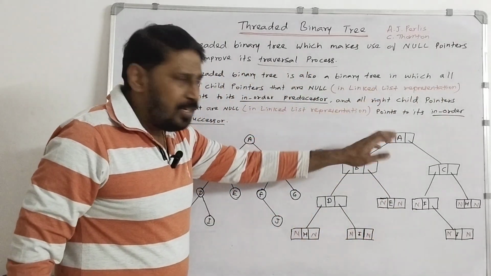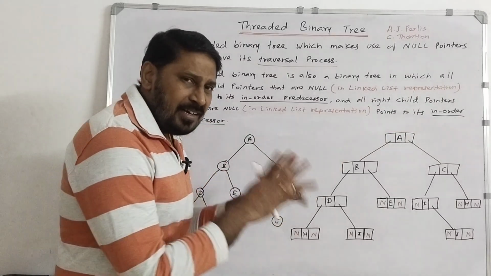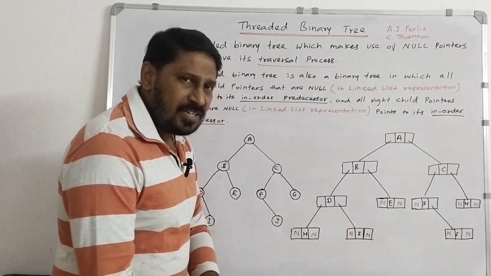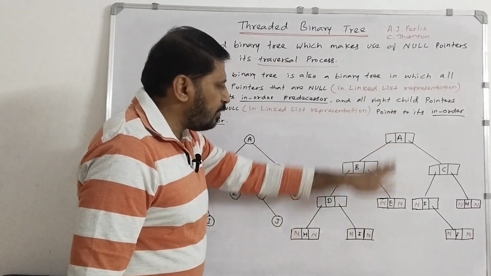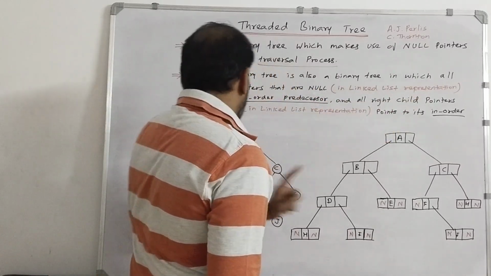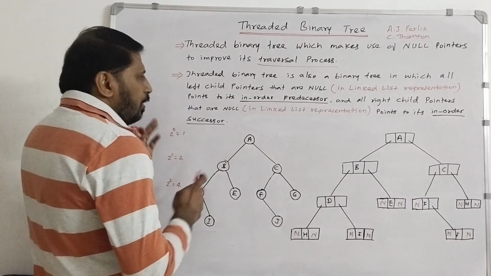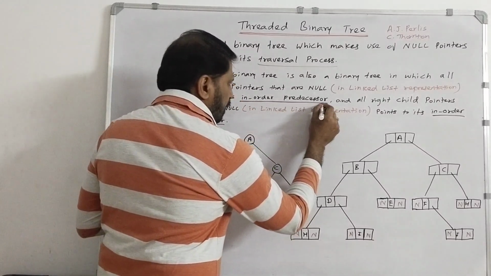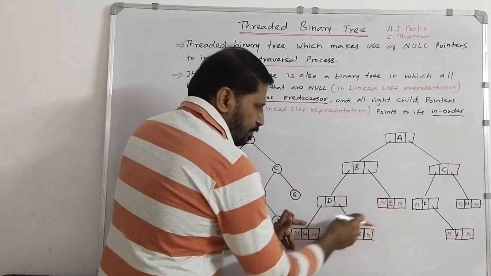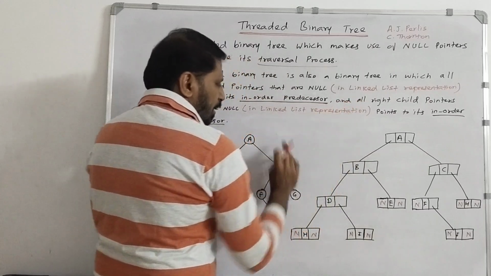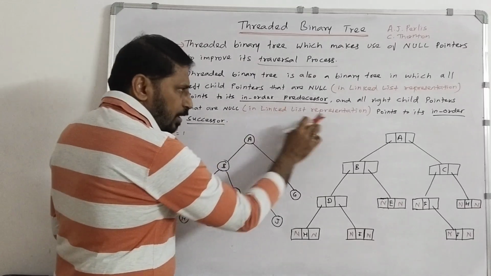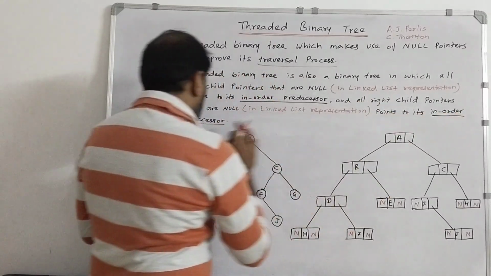Why is it mentioned as a linked list representation? Because only in the linked list representation do we come to know whether the left child and right child are there or not. So left child pointers that are null in the linked list representation point to their in order predecessor. And all right child pointers that are null in a linked list representation point to their in order successor.